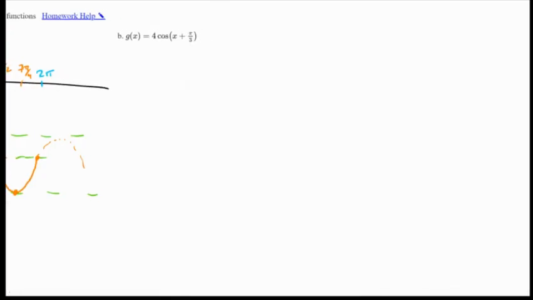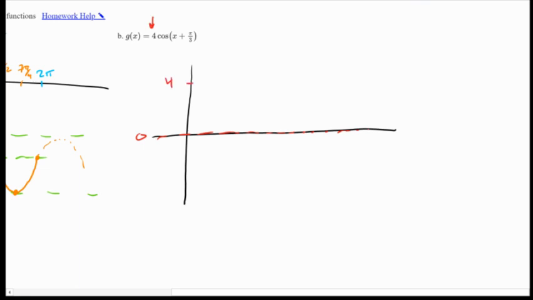See if I can do a better job at sketching this one out. So first of all, there's no k value, which means I'm going to start my midline here at 0, which is nice for me, so I can put that right in the middle. I then have an amplitude here of 4, so I'm going to go up 4 units and down 4 units to get to my maximum and minimums. And then I have an h value here of pi over 3. So that means I'm going to start here on the left at -pi over 3.